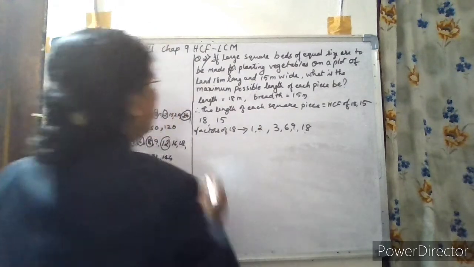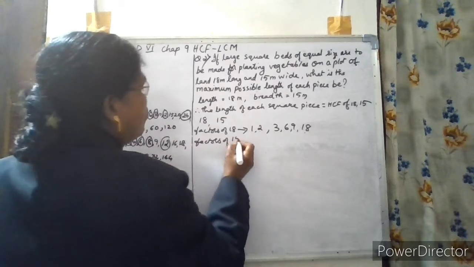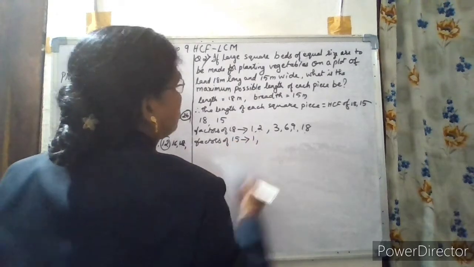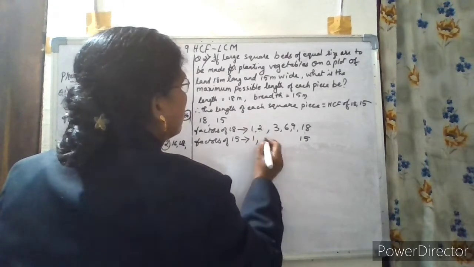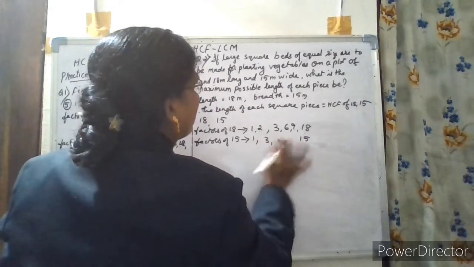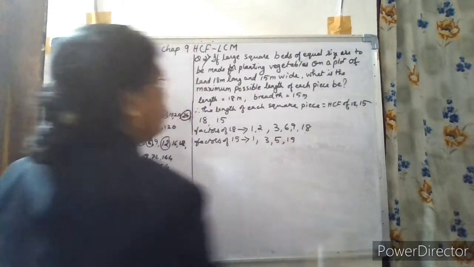Then factors of 15. This also has got very few numbers. 1 into 15, then 3 5s are 15. No other number.